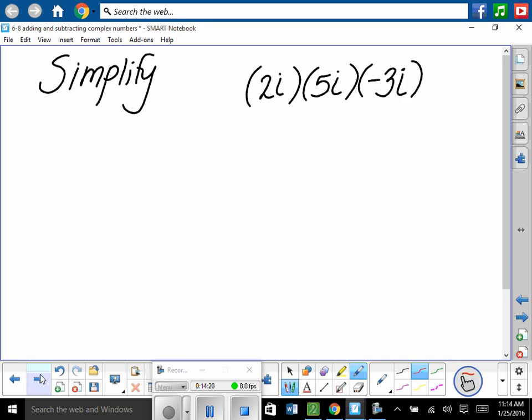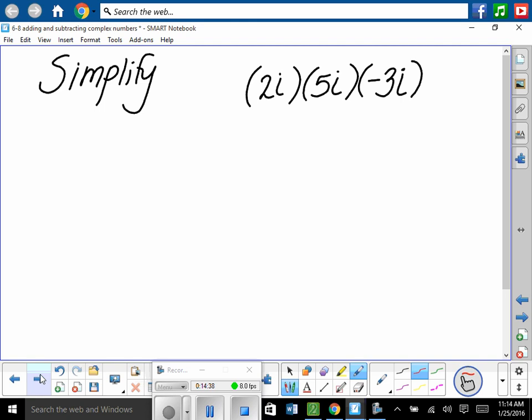Hardest one. Now, I had somebody actually get this on the ACT. They brought me a question very similar to this on the ACT and said, how the heck do I do that? And I said, oh, I'll teach you. So everybody look up here. We have 2i times 5i times -3i.